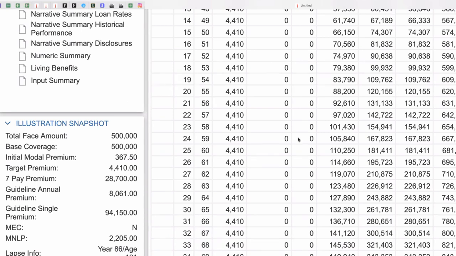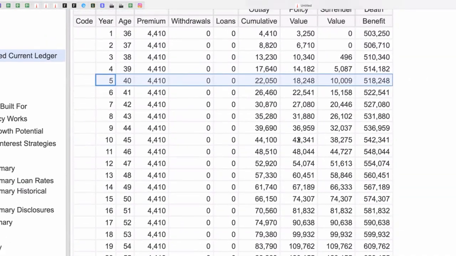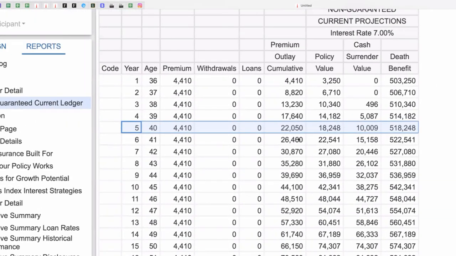Why do I say that? I want you to write this down. There's a difference between contribution and cost. What is Tracy's contribution? $367. What's her cost? $66.